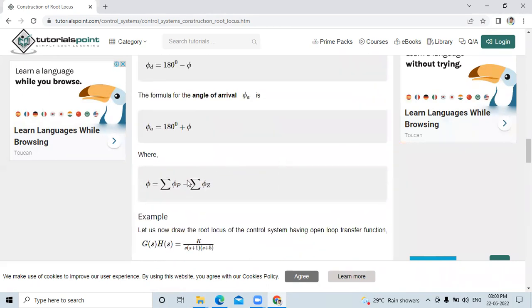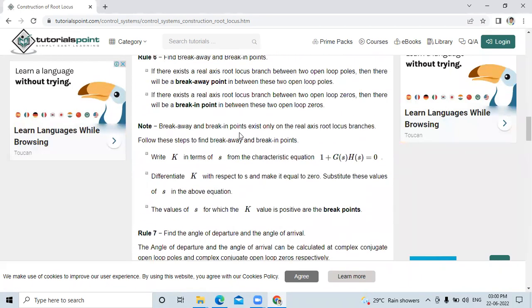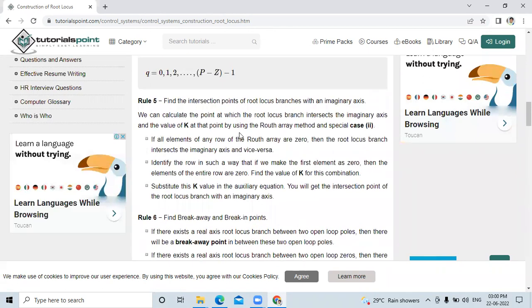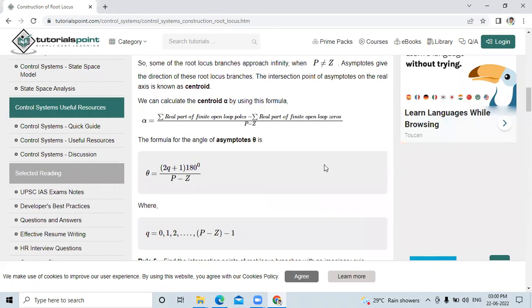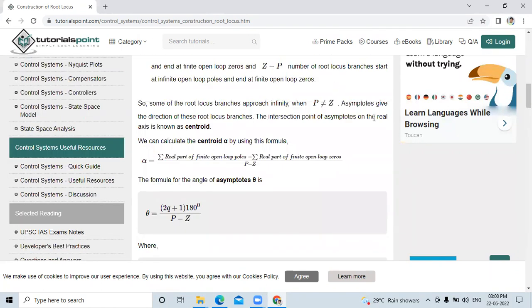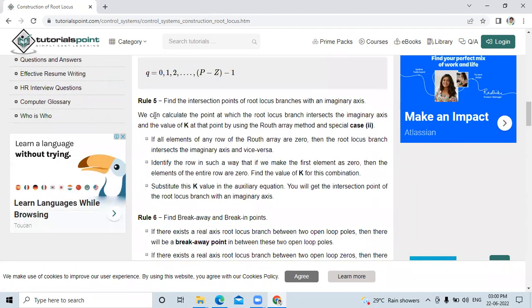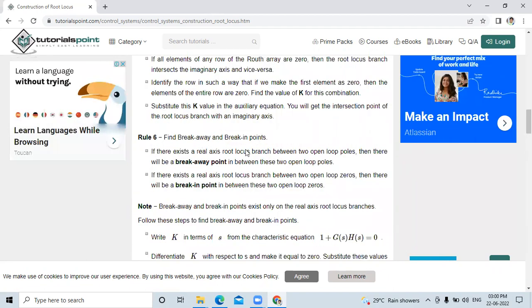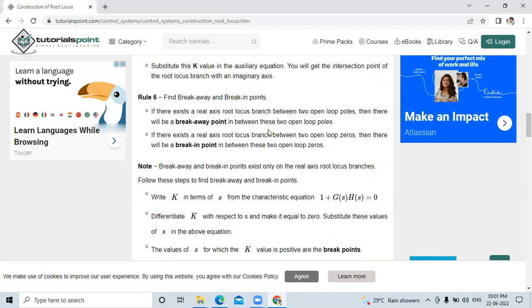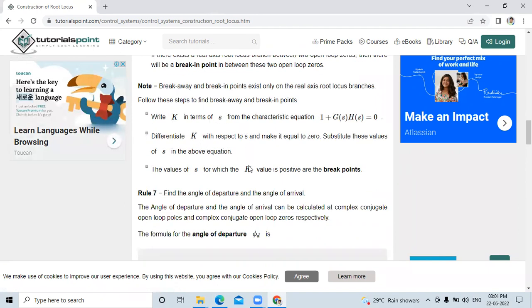When we explain the problem, you'll understand the angle of departure, breakaway point, and also centroid and asymptotes. Now you write down the formula and the sentence for asymptote, the formula for centroid, and the formula for breakaway point. Okay, breakaway point. You need to write down this point. A breakaway point always exists between two poles, and write down how you will calculate it.